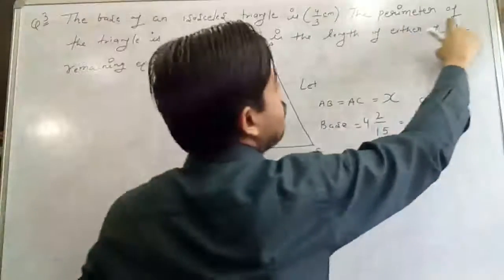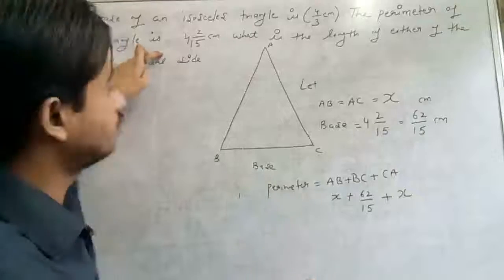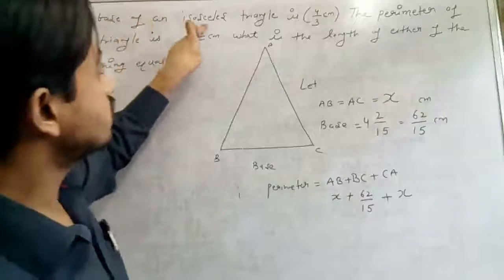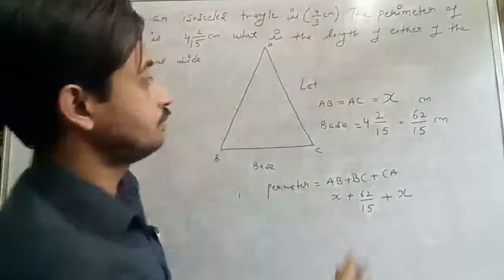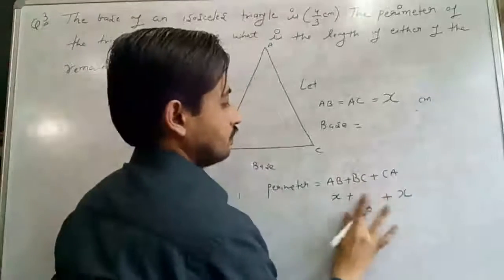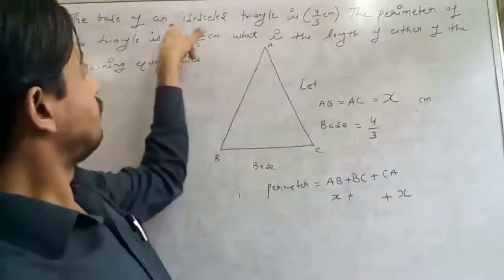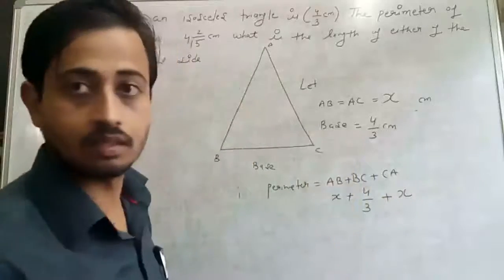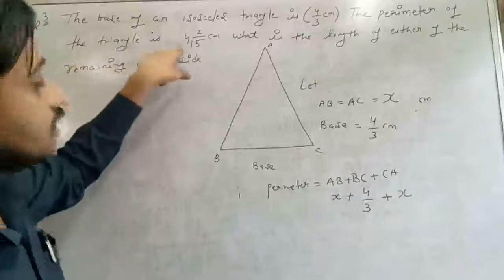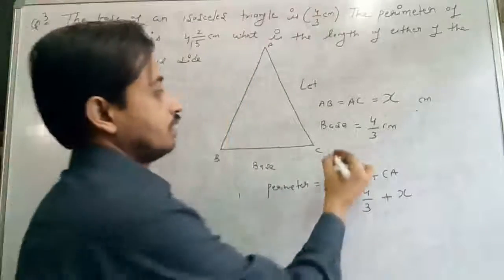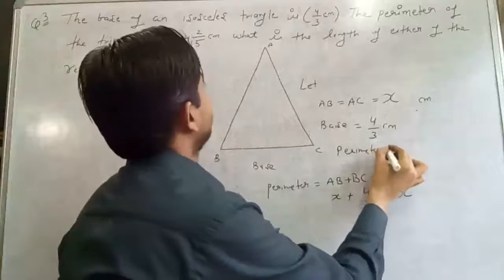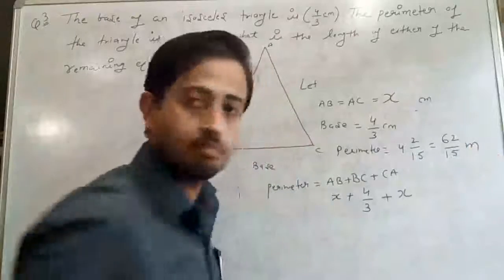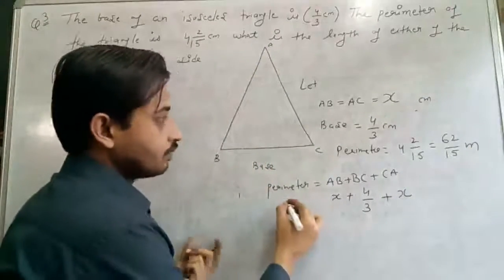What does the definition say? The perimeter of the triangle is given. Sorry, again I read. The base of an isosceles triangle is 4 by 3 centimeter. This one is your base. So I am taking here 4 by 3. The perimeter of the triangle is 4 mixed fraction 2 by 15, which is equal to 62 by 15 meter. So put it here, 62 upon 15.